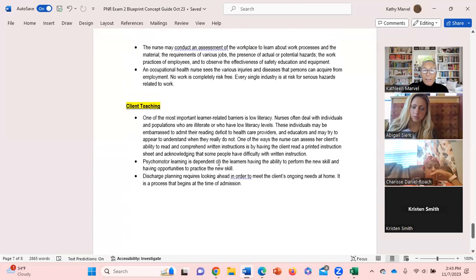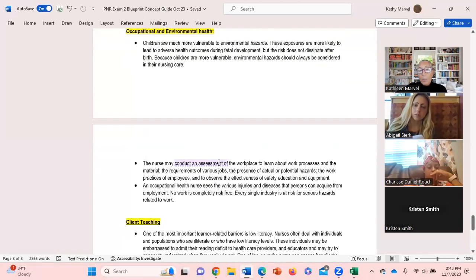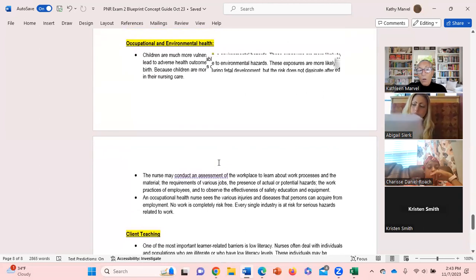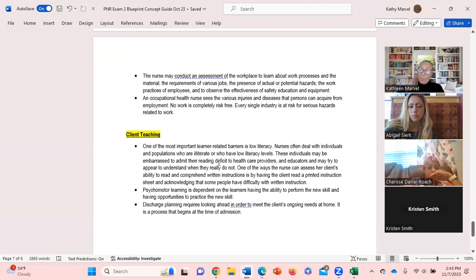And lastly, client teaching. So I broke all your occupational and environmental health information down to 3 bullets. That's what you need to know. Okay. And then client teaching, we talked about the biggest barrier to learning is literacy. Right? Literacy and language also. Well, think about it. Yeah, language.